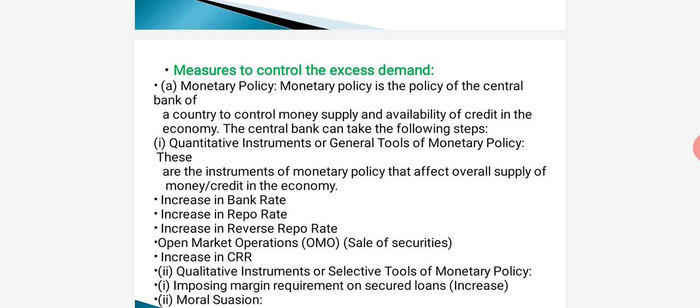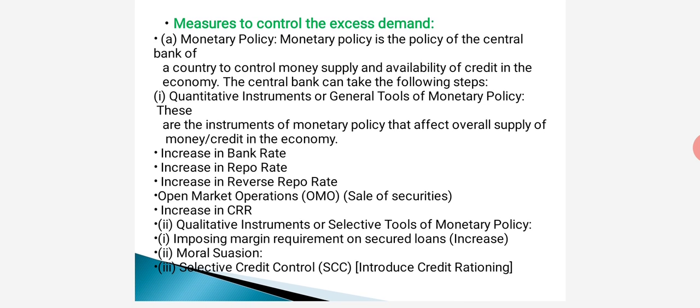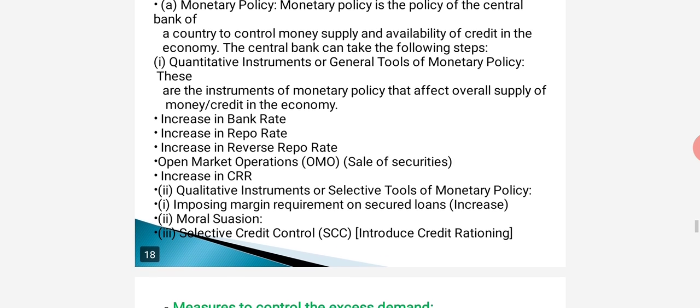So in case of excess demand: increase in bank rate, increase in repo rate, increase in reverse repo rate, sale of securities in the open market, increase in CRR. We have already discussed these in the money and banking part, so you understand it better. In the case of excess demand, the central bank has to reduce the purchasing power of people so that they can demand less. Qualitative instruments include imposing margin requirements on secured loans, moral suasion, and introducing credit rationing, etc.